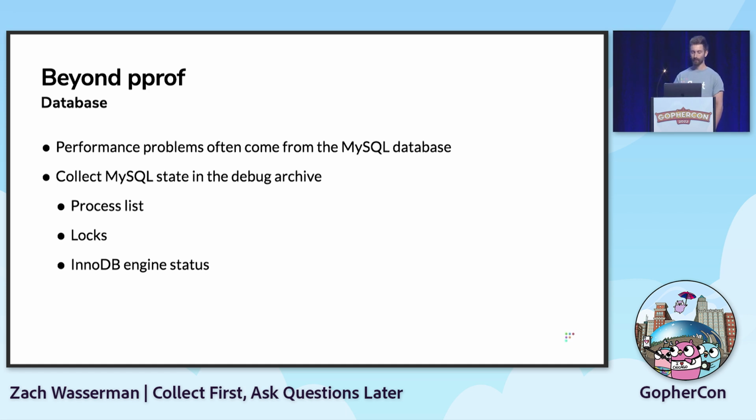We also look at the database, in our case, MySQL, because we commonly found that we were having performance problems that were related to how our application was using the database. And again, we looked at what are the commands and the outputs that we're asking for from our users to try to do this debugging. We found essentially it was often the process list, the database locks, and the InnoDB engine status. And so we said, well, let's include these things in the debug archive also.